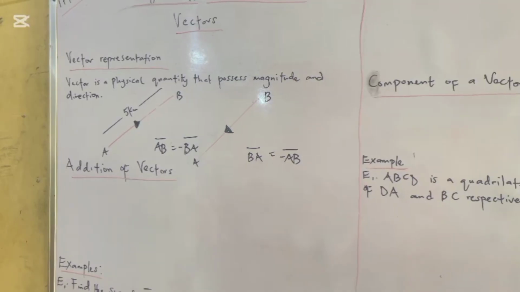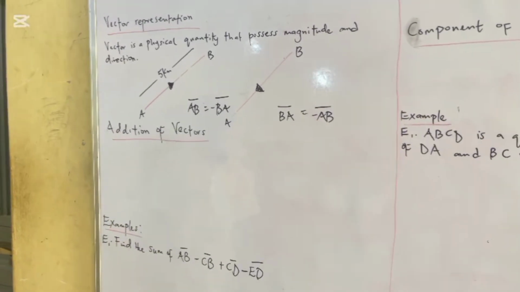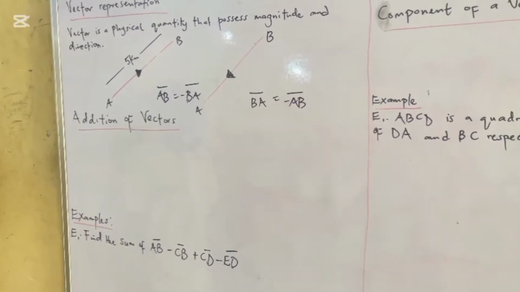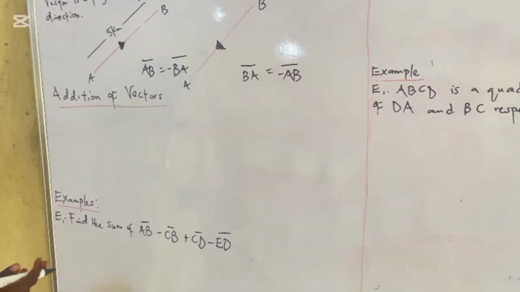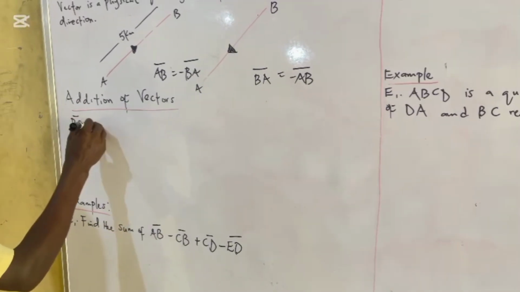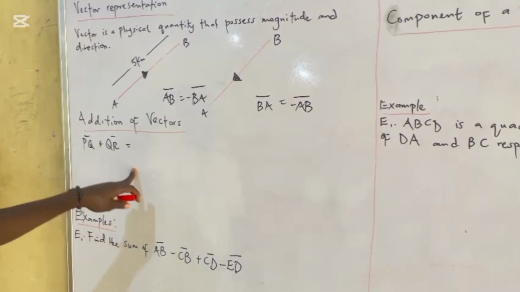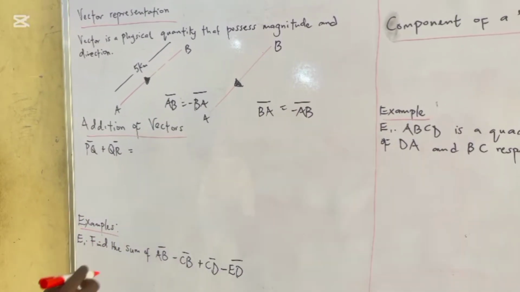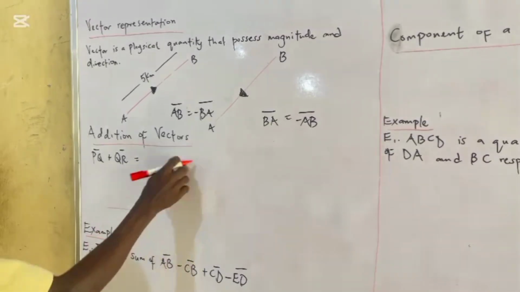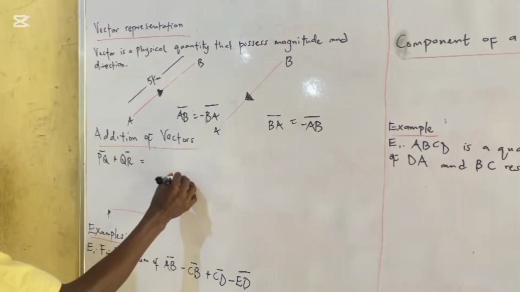So without wasting much of our time, we are going to move from here. Let's look at addition of vectors. This is a very simple concept. We can take in consideration vector PQ plus vector QR. What will this give us? Now let's bring it out in the diagram. We have vector PQ and we have vector QR. You say this is P, this is Q, and this is R.